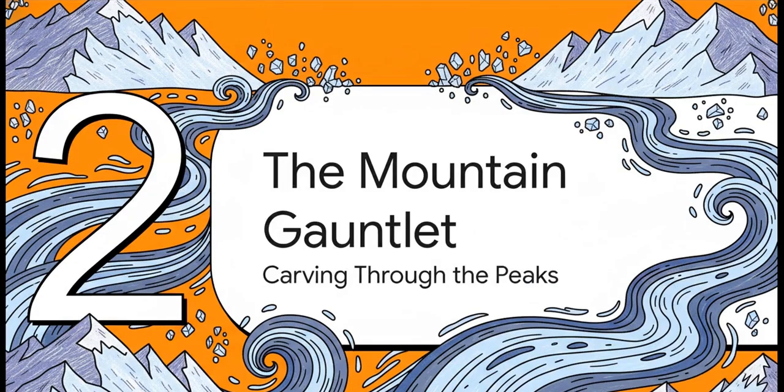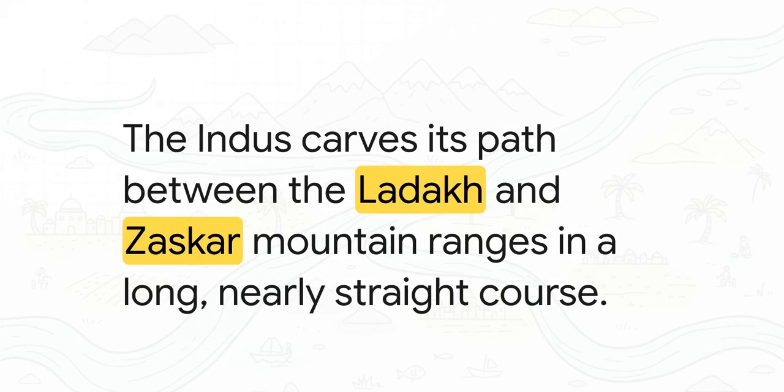Okay, so from these icy birthplaces, the rivers begin this incredibly powerful descent. They have to run a gauntlet, basically, through the world's most formidable mountain ranges. This is where their character is really forged. For the Indus, its early life is just a stunning feat of geography. Try to picture this. It flows in a long, almost perfectly straight line, literally squeezed between the Ladakh range on one side and the Zaskar range on the other. This is a classic exam question, by the way, so definitely remember that detail.